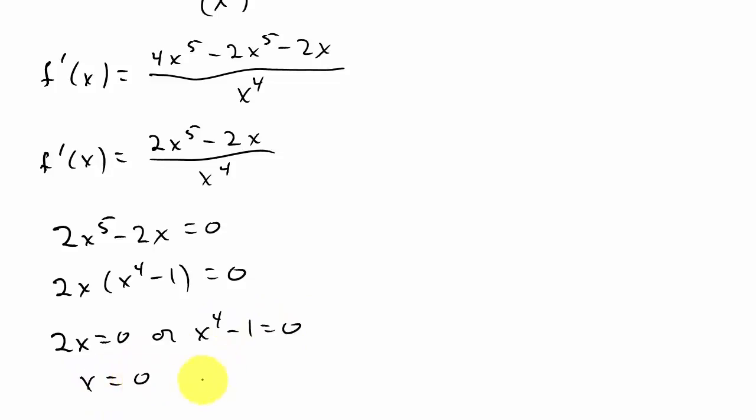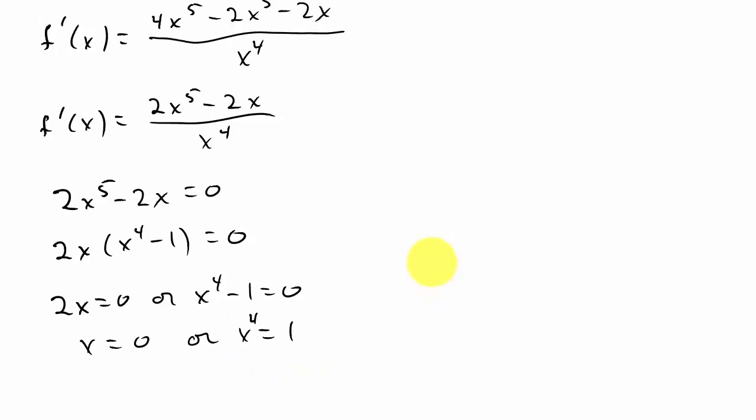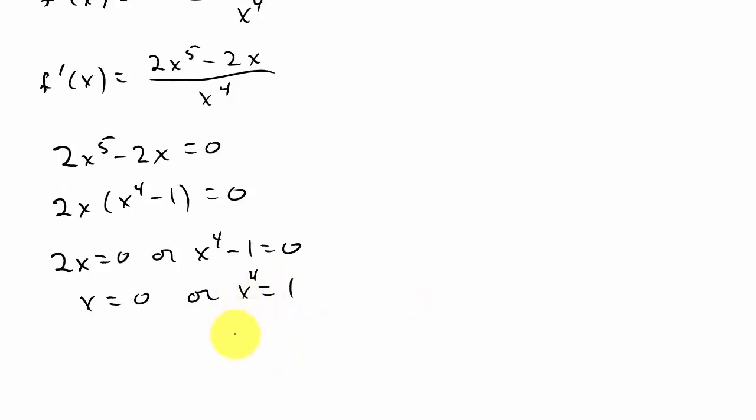So we get x equals 0, or, let's just go ahead and solve this out, x to the fourth equals 1. And so we take the fourth root of both sides, so x is equal to plus or minus 1. Alright, so we've got our critical numbers here.